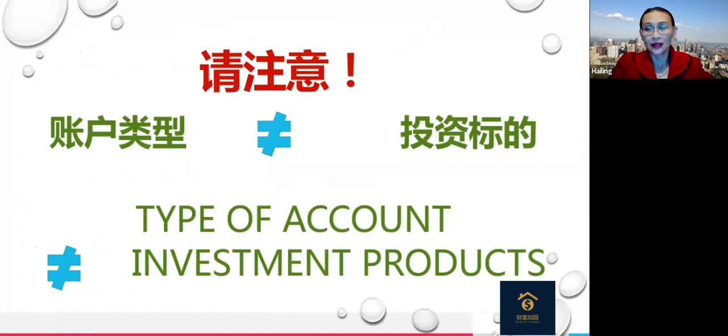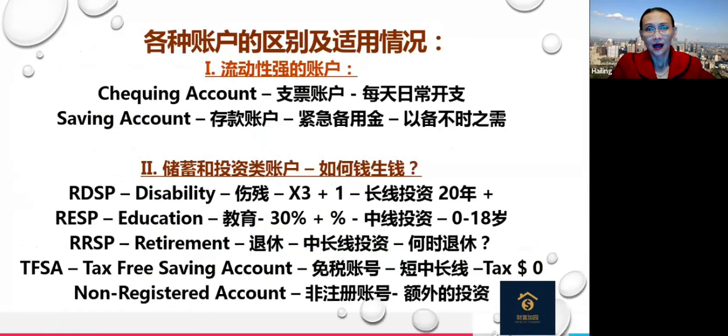One thing I really need to bring to your attention is that type of account is not equal to investment products. What does that mean? A lot of people open an account and say, oh, I have RRSP, but when they only put the cash into this RRSP, it doesn't really help you to use the money to make money, okay?